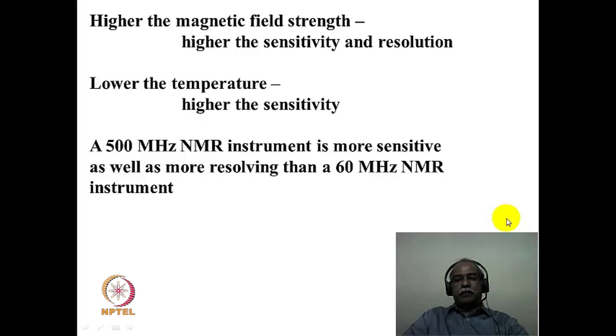So to conclude the earlier slide, we will say that higher the magnetic field strength, higher will be the sensitivity as well as resolution. We will come to the resolution part a little later. Let us for the time being confine ourselves to the sensitivity part. The lower the temperature, the higher the sensitivity. In other words, a 500 MHz NMR instrument is more sensitive as well as more resolving than a 60 MHz NMR instrument.